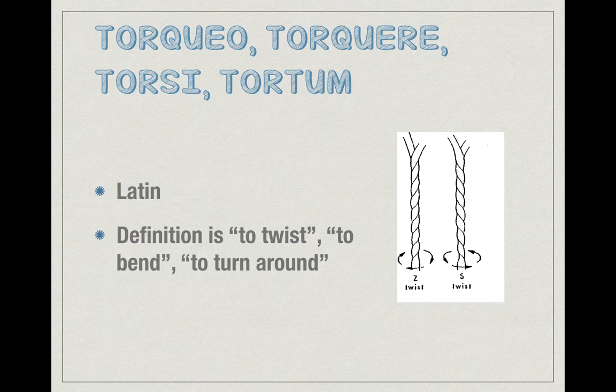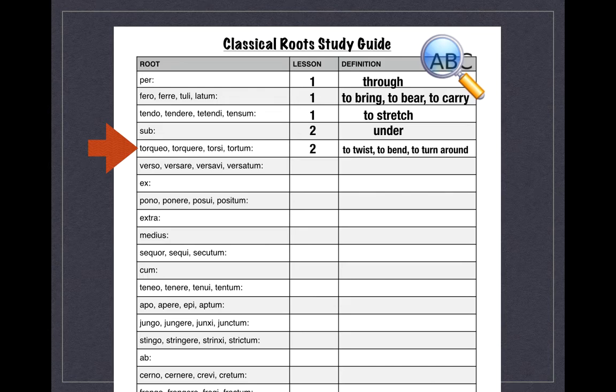Now we're going to have another root. The next few words that we're going to learn are going to use this root, torquio. And make sure that on your root card you're writing the entire definition for this one, because we have another one coming up later that's very similar. So the definition for torquio is to twist, to bend, or to turn around. On your root card, go ahead and write all 3 of those definitions, and this is lesson 2.